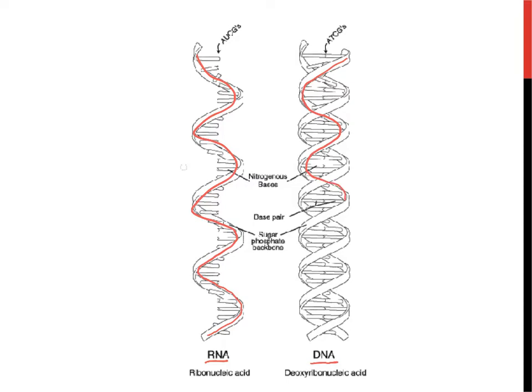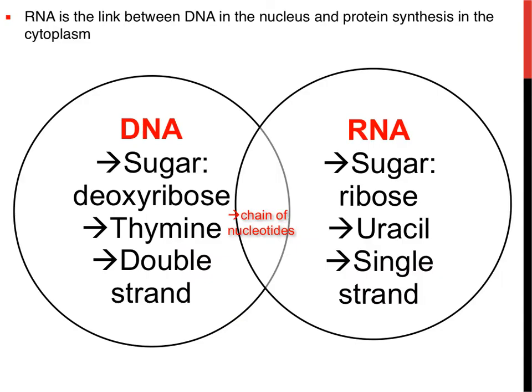The difference being DNA is this double helix, meaning it's paired up. The bases are paired up in the middle. So this is the double helix, and they still have, the nucleotide is still the sugar, phosphate, and base. It's just the sugar's different and the bases are not entirely the same. RNA is the link between DNA in the nucleus and protein synthesis, which takes place in the cytoplasm.